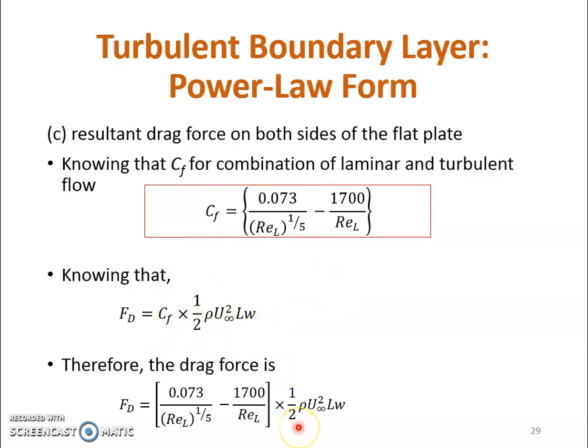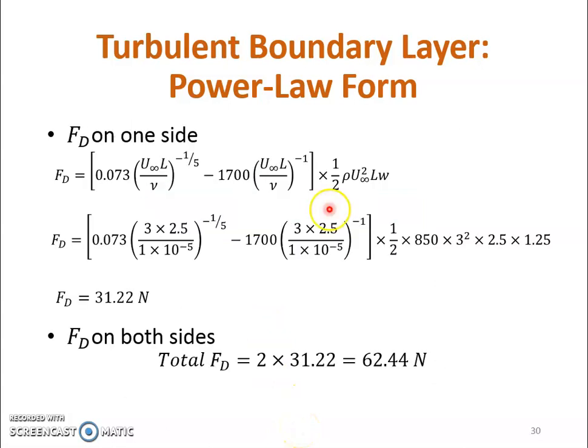Just substitute back. You know this is related to the Reynolds number based on L, so that's why it's ReL. The total length is 2.5. Because FD, the big CF, is related to the total length, not the total thing.